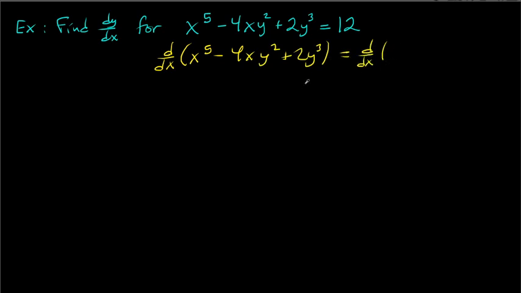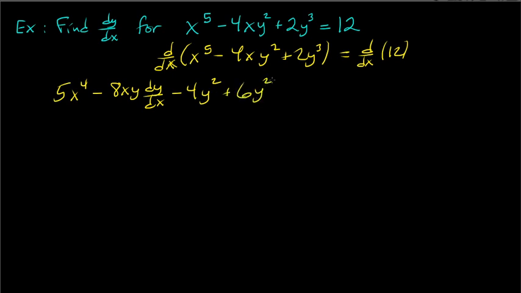Oh, I'm sorry, derivative of 12, which will be 0, of course. Right? So the left side, you're just going to get 5x to the 4, and then minus 4x times 2y times the derivative of y, so minus 8xy times the derivative of y, and then minus 4y squared, right? Don't forget the product rule. And then plus 6y squared times the derivative of y, and the derivative of 12 is 0, right?